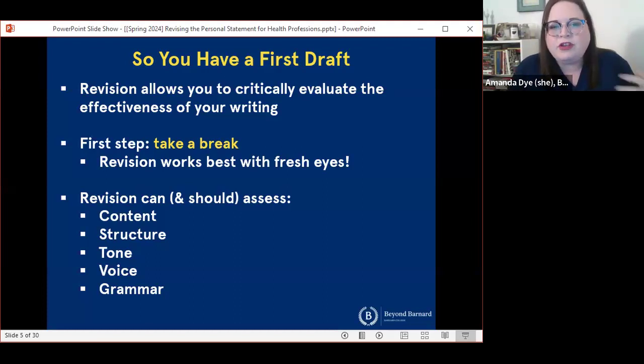I think that revision can and should address a bunch of different areas of the writing, including the content, so what you're actually saying; the structure, which is probably the thing that I tend to give the most comments about when I'm looking at folks' personal statements; also things like tone, voice, and grammar. And so we're going to go through all of those throughout the presentation today, to talk about things that you can pay attention to in each of these areas to help you conduct a really thorough revision.